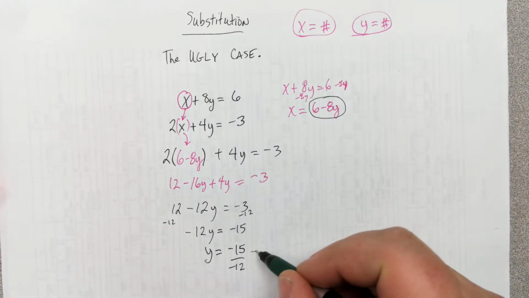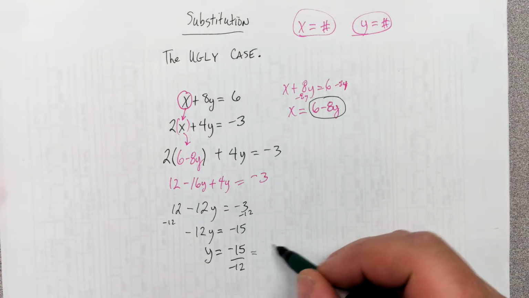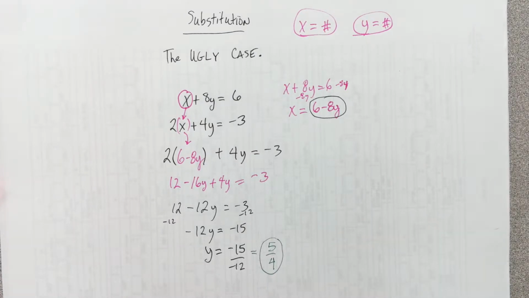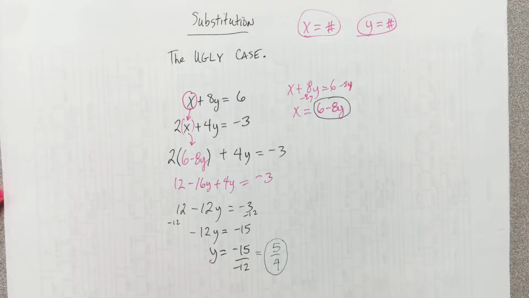We can, and it's a negative divided by a negative, right? So that's positive. That's 5 over 4. That's it. That's y. Y is 5 over 4. So y equals 5 over 4. He's allergic to negative fractions.